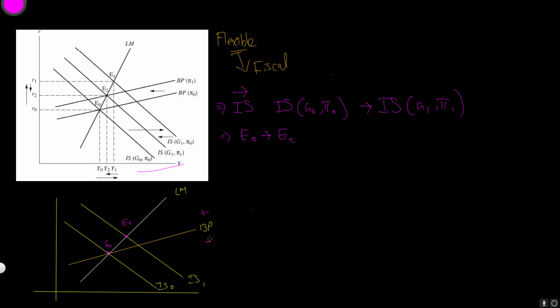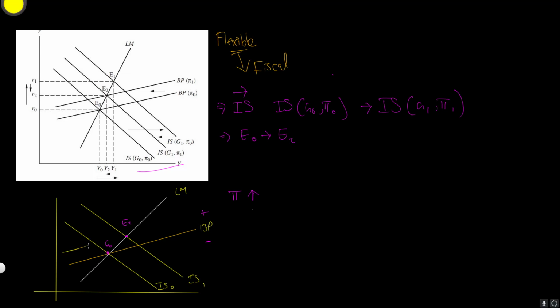And we know from our previous videos and from our previous analysis, whenever we have balance of payment surplus, our exchange rate is going to appreciate. Whenever the exchange rate depreciates, the BP curve shifts towards the right. Whenever the exchange rate appreciates, our BP curve shifts towards the left. And therefore our BP curve will shift towards the left.